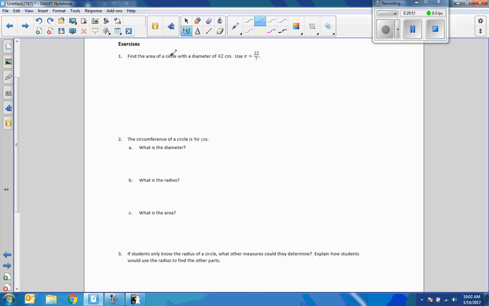Now it says find the area of a circle. So I'm going to stop right there. Area equals pi r squared, with a diameter of 42. So therefore the radius is 42 divided by 2. So the radius is 21 centimeters. And it says to use the approximation of 22/7 to do this.